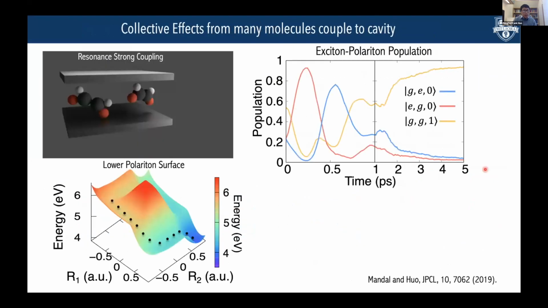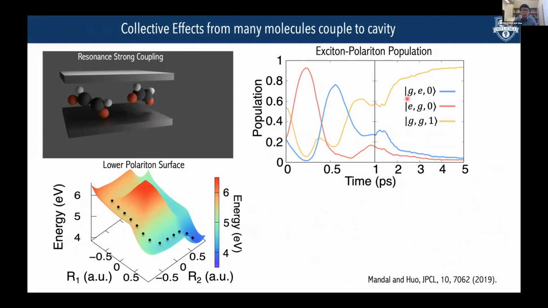More interestingly, if you couple more of this molecule with the cavity, then you can start to create collective superexcitation of the system, in the sense that in this case, we're using a resonance cavity coupled to both molecules. And as you can see, the lower Polariton eigenspectrum really corresponds to a superposition of molecular excitation and photonic excitation.